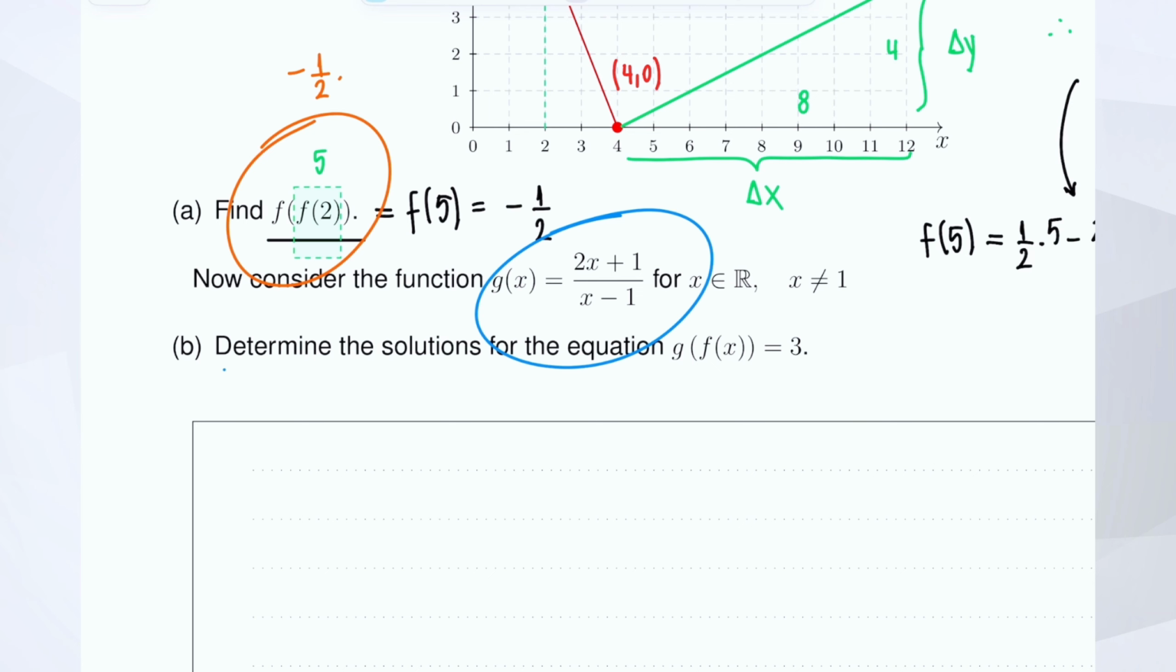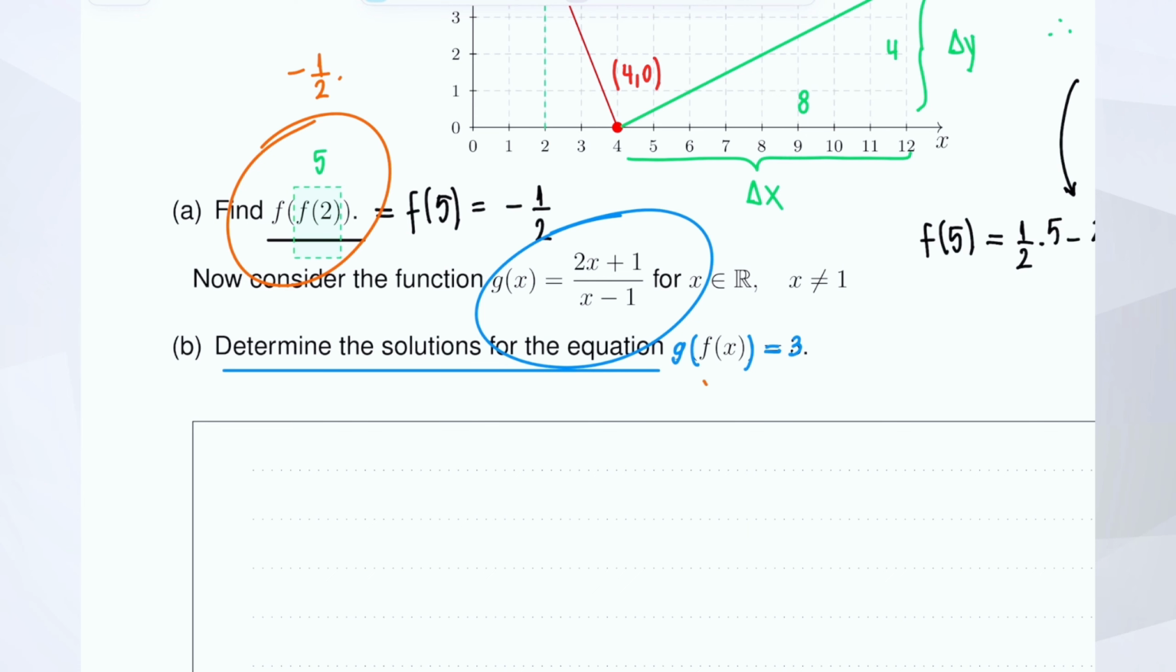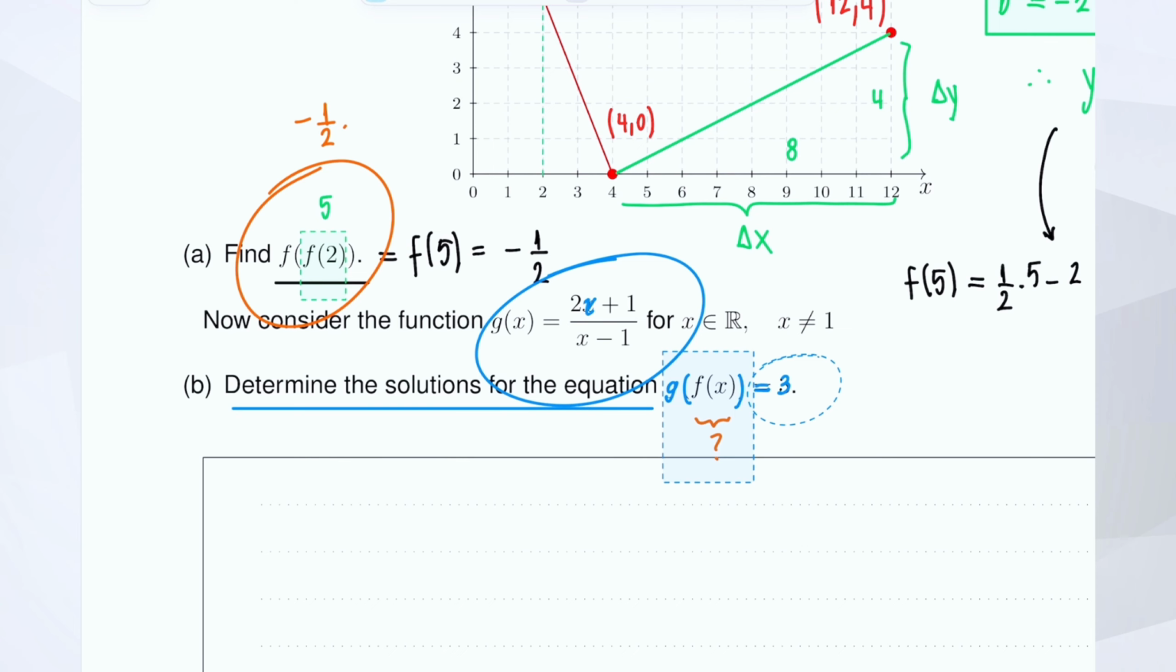Now we have another function that we need to consider. G of x is equal to 2x plus 1 over x minus 1. And if we're trying to find the solutions for the equation g of f of x equal to 3, remember that the last thing that is done in this process is to evaluate g of something. And this something, of course, is f of x at some particular point. But we know the result for it. The result is 3. Therefore, we need to have something here, which when you input into g, produces 3 as a result. Now, producing 3 as a result in g of x means that you're not plugging in 3 into the x values over here and over here.